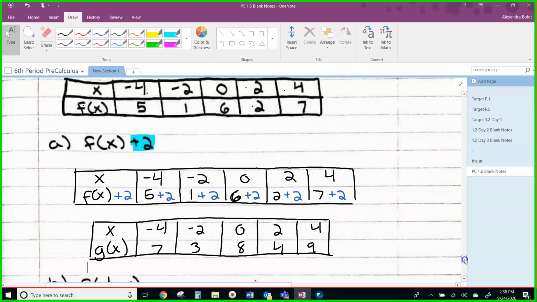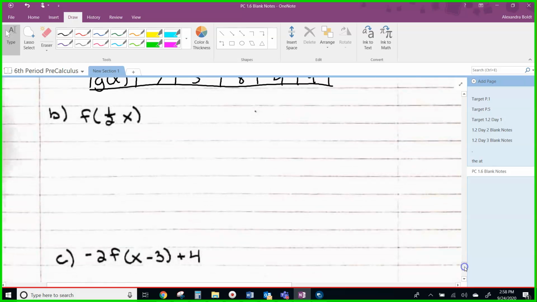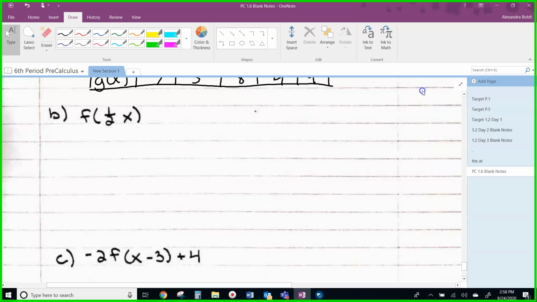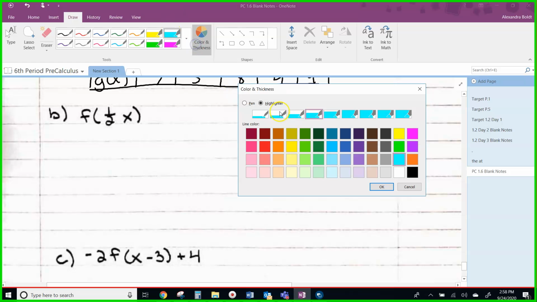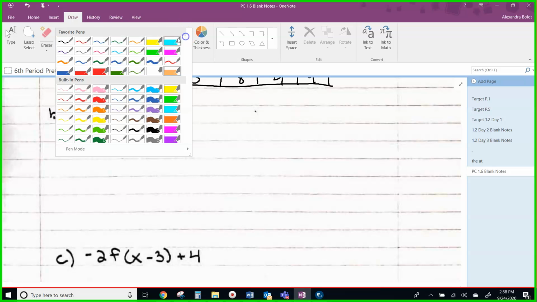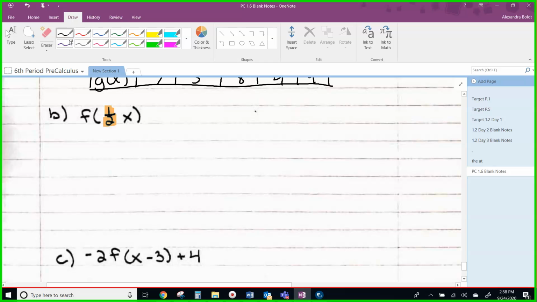Okay, let's look at part B. Now we have f of 1/2 x. Now we have to be careful. Because this 1/2 is inside our parentheses, and insides of parentheses do weird things, right? So the biggest thing to remember is inside of the parentheses, we do the opposite.